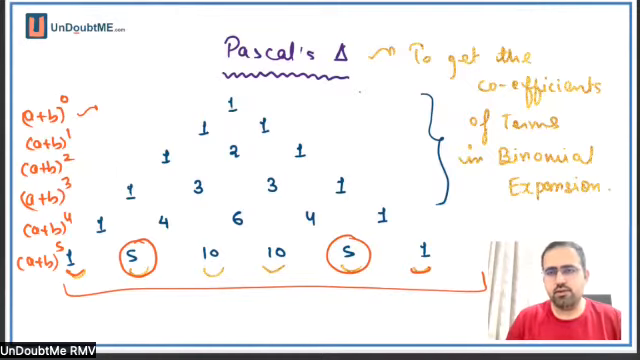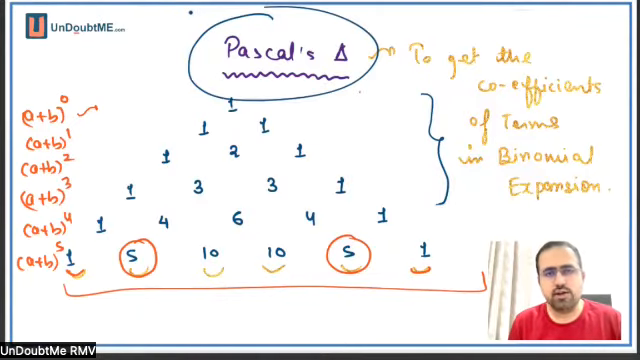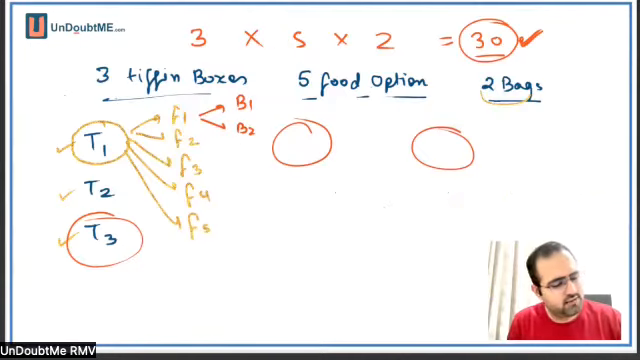As of now, the simplest method to get the coefficient was with the help of Pascal's triangle. Pascal's triangle cannot help us to get the coefficient when powers are higher, so we have to move towards another method. Because of that, we started combinations and everything.